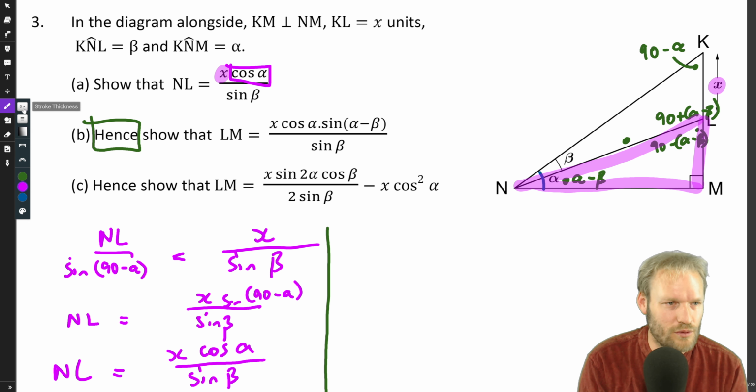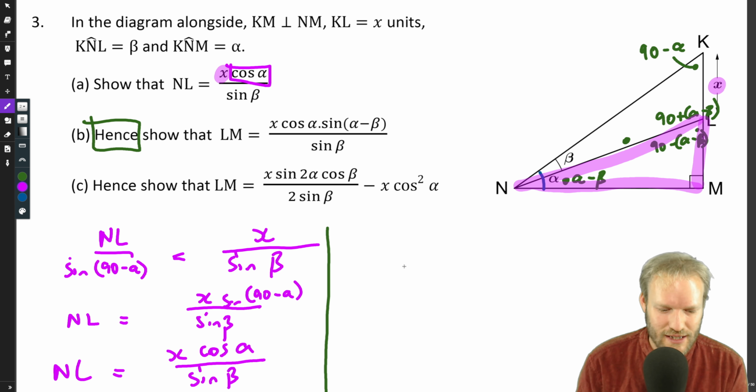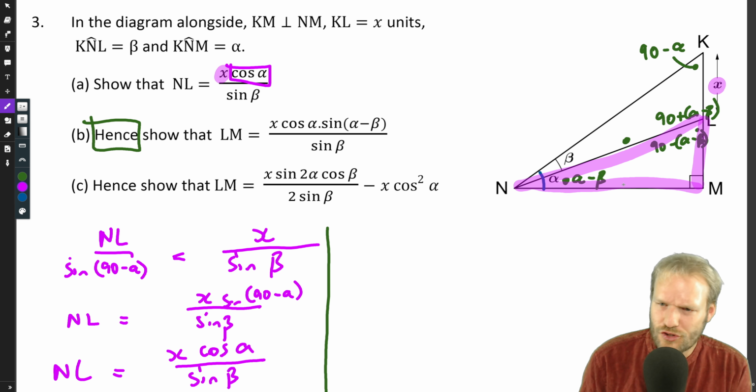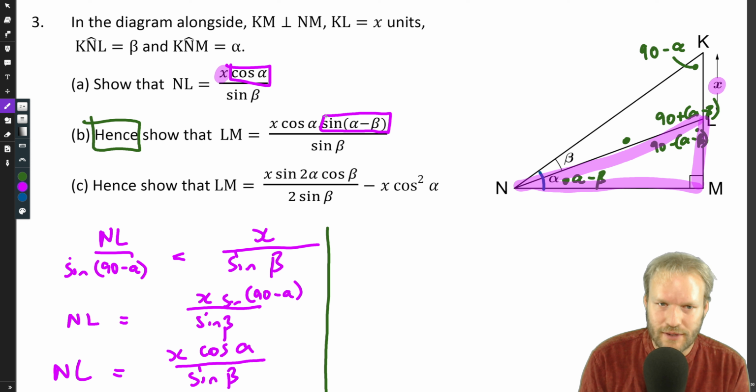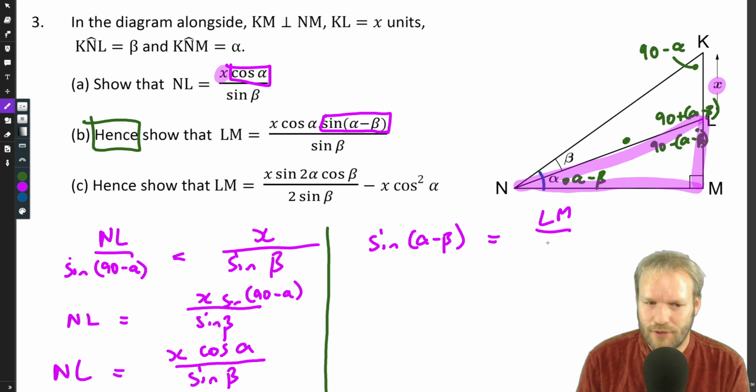Okay, so we're trying to find LM. We could either use the sine rule or just use, say, sine directly or cos directly. So we're trying to work with an alpha minus beta, sine alpha minus beta. So perhaps let's look at what sine alpha minus beta is. It wasn't in our formula before, so that might be what we need. Well, that's opposite over hypotenuse. Well, the hypotenuse is what we just found. Well, that's rather convenient. LM's the subject of the formula.